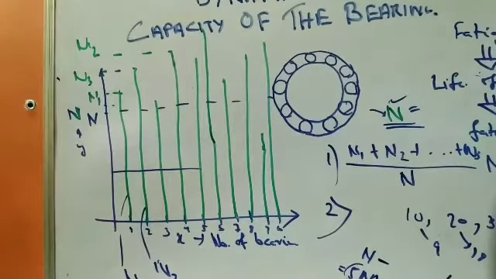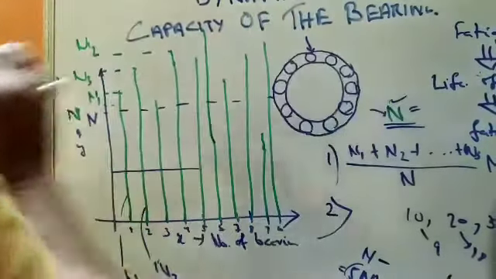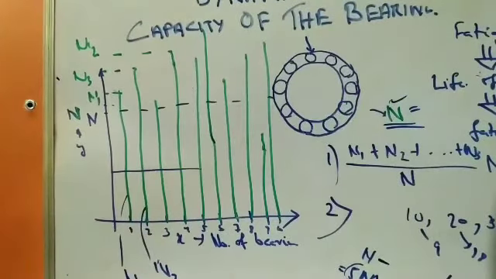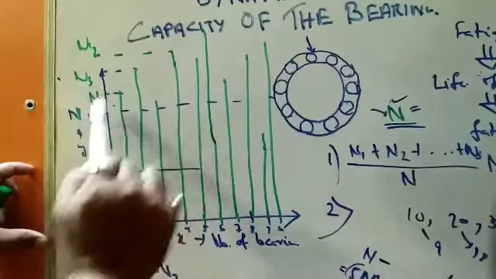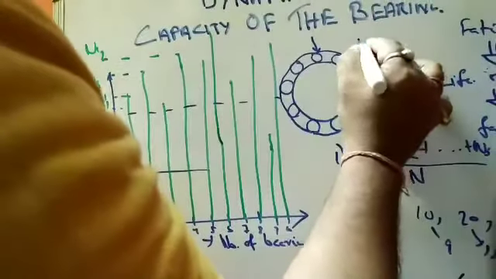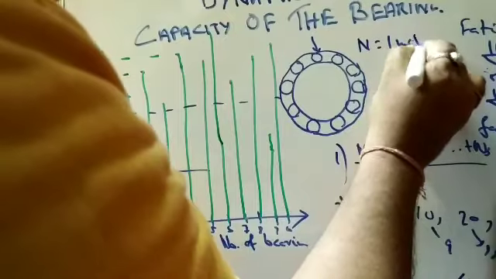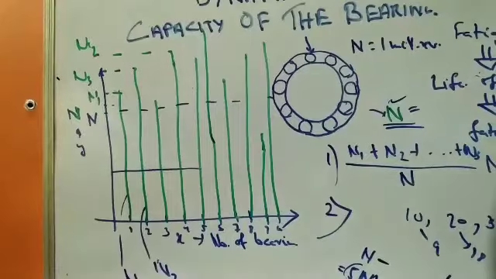Now we come to what is dynamic load carrying capacity. The dynamic load carrying capacity of a bearing can be considered as that load under which 90% of the bearings have achieved a life of 1 million revolutions. That 90%, what does that mean?